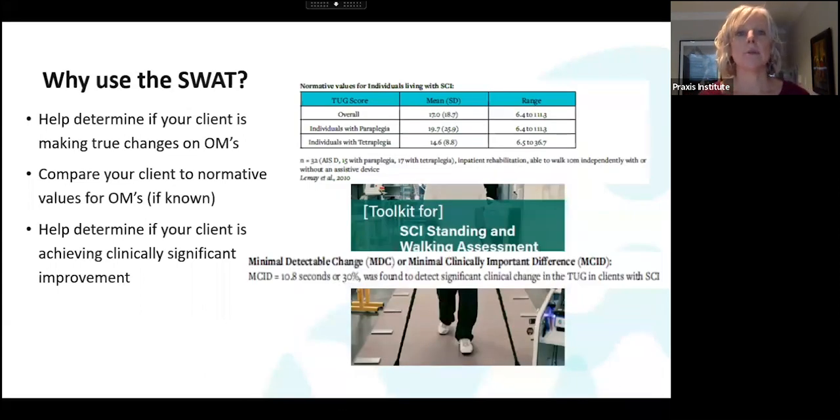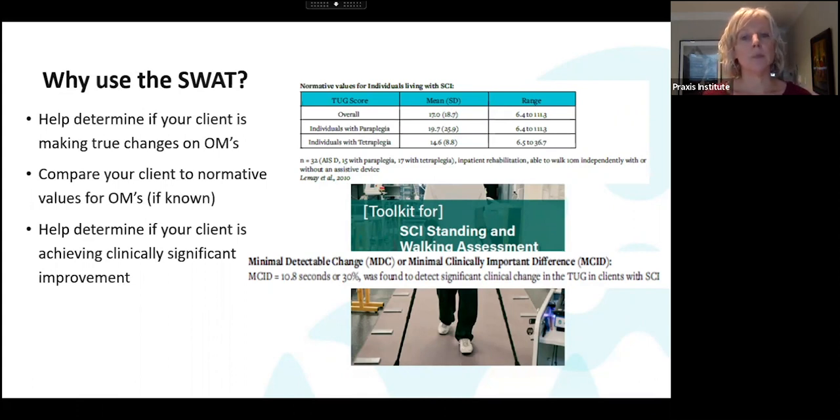And this is just an example. So for the timed up and go, it'll give you the normative values for individuals with spinal cord injury. So again, this was done on individuals with AIS D injuries in inpatient rehab, and it'll show you the mean overall TUG score, which is the norm value. And then it'll split it up for individuals with paraplegia versus tetraplegia. So you can get a sense of how your client is doing compared to the norm.